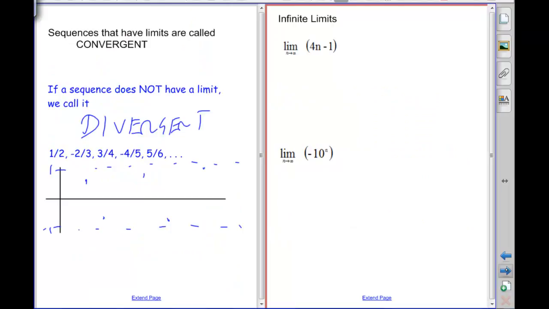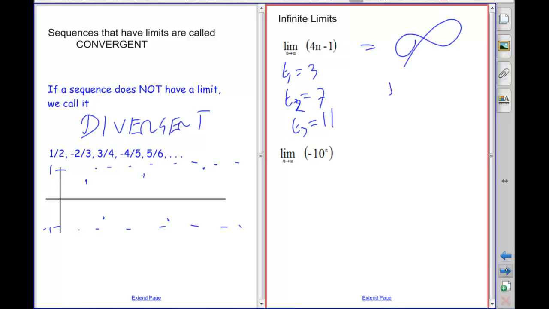Find these infinite limits. The limit as n goes to infinity of 4n minus 1. Well, the first term is 3. The second term is 7. The third term is 11. So this is approaching infinity. This diverges. And you might just have to decide which infinity on these infinite limits.